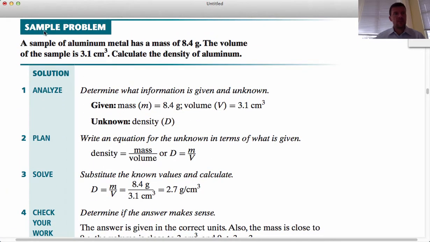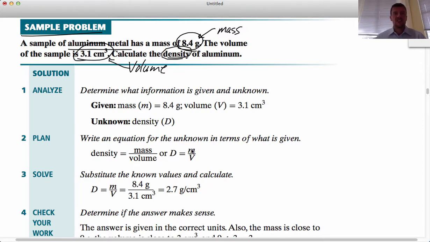Let's walk through this sample problem together. Here we're actually going to be doing some calculations, so take out your calculator. You always have to have a calculator in this class. We're going to be doing lots of calculations, lots of mathematics, and show you how to use it in this particular problem. So let's say you have aluminum metal. It has a mass of 8.4 grams. The volume of the sample is 3.1 cubic centimeters. They're actually giving you right here the mass and the volume. You want to find the density.